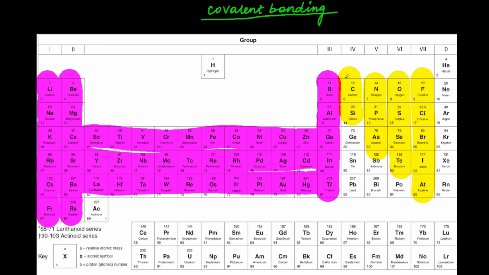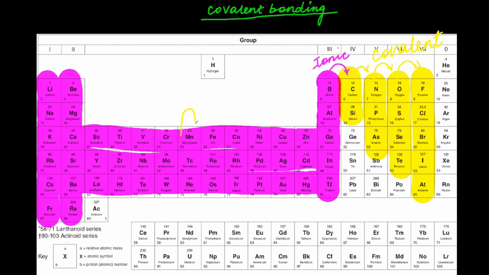But remember, when the pink ones form a bond with the yellow ones, that's the metals with the non-metals, it's going to form an ionic compound. But when any of these two react, then they are going to form covalent compounds. Is that clear? So a metal reacting with a metal is forming a metallic bond. A metal and a non-metal form ionic bonds, and two non-metals will form covalent bonds.